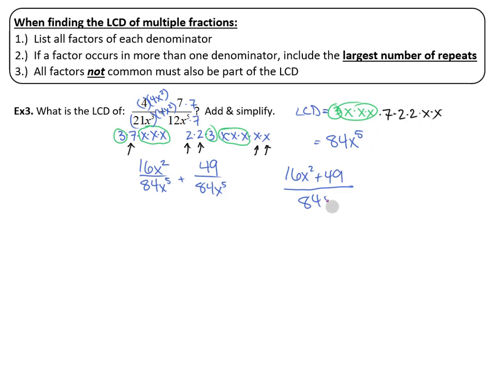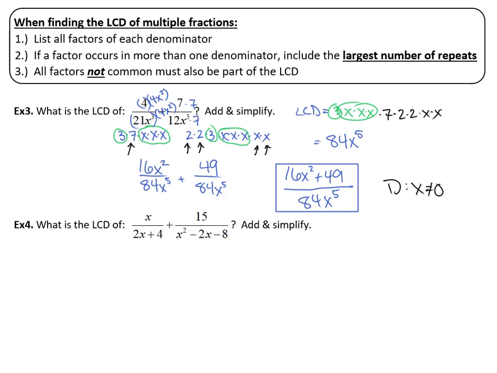All over 84x to the 5th. So normally we try to see if this factors. This does not factor, so there's no other simplifying we can do. And of course, if we were going to state something about the domain, we would say the denominator x cannot equal 0 from that x to the 5th term.